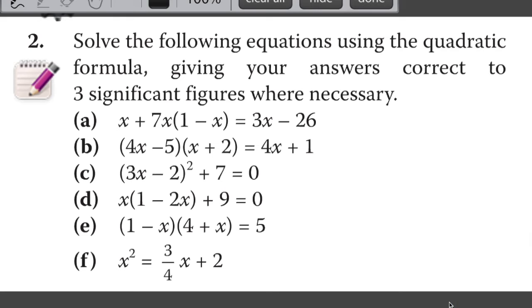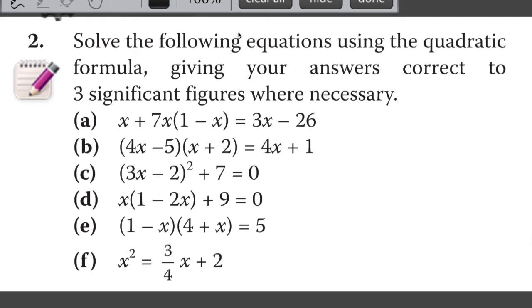Question 2. You are supposed to solve this using the quadratic formula. Sometimes the question will specify the type of method that they need you to apply. So it doesn't mean that every time you see a quadratic equation, you can use the quadratic formula. In this case, they do allow you to use it. If you look at this, only part F is in a form that is closest to the general form of a quadratic equation. The rest are still not quite there yet, so you need to do a little bit of expansion and manipulation to get to the format.